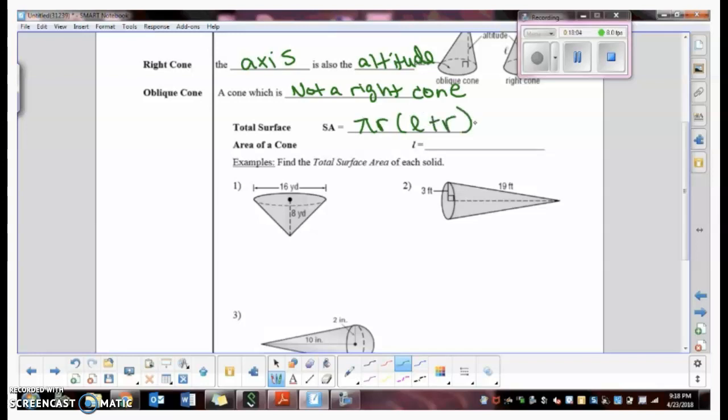So the surface area is going to be pi r times (L plus r). And you can probably guess that r is going to be the radius. You know what pi is. And then L is just going to be the slant height of our cone, just like it was with the pyramid.